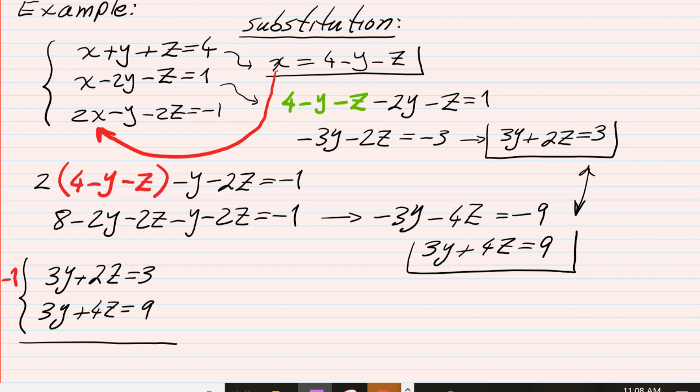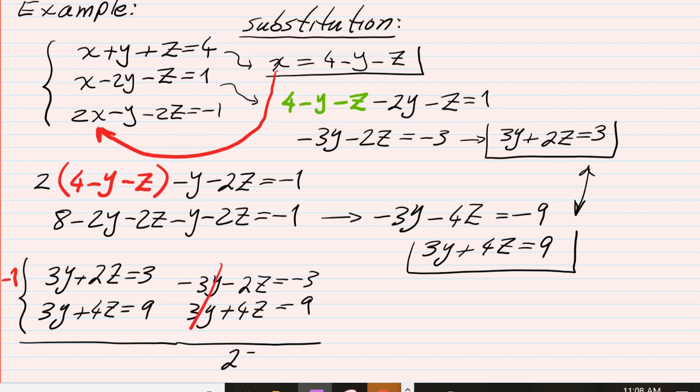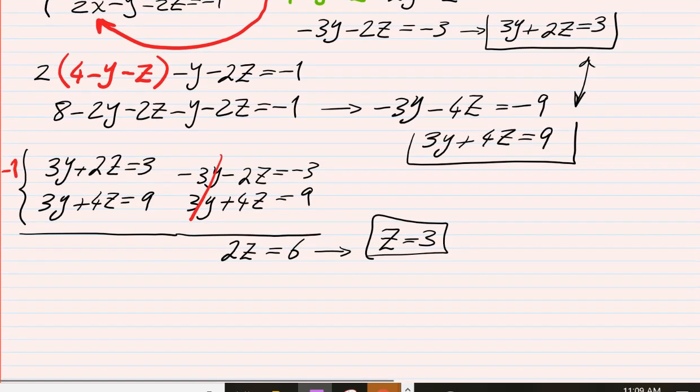Doing so will make it negative 3y, negative 2z equals negative 3. Then we have 3y plus 4z equals 9. And then I'm going to add them together. Those two add to 0, and then I have 2z equals 6. Divide by 2, and that will solve for z. So z is equal to 3.